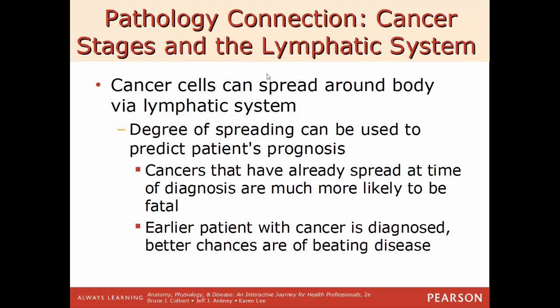All right, now move on to cancer stages and the lymphatic system. Now, cancer cells can spread throughout the body through the lymphatic system. So the degree of spreading can be used to predict a patient's prognosis. Cancers that have already spread at the time of diagnosis are much more likely to become fatal. So the earlier a patient is diagnosed with cancer, the better the chances are of beating the disease.